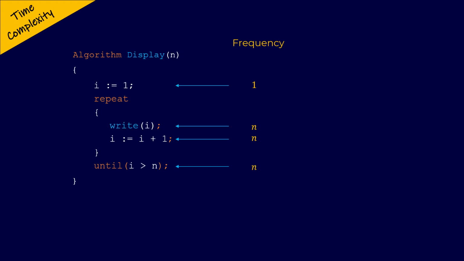Now, the step count of the entire algorithm will be 1 plus n plus n plus n, which is 3n plus 1. And the number of operations needed to execute an algorithm is represented as a runtime function of n. So, the runtime function f of n of this algorithm is 3n plus 1, and 3n plus 1 is a linear polynomial. Therefore, we say that the runtime complexity of this algorithm using this type of repeat until loop is linear.